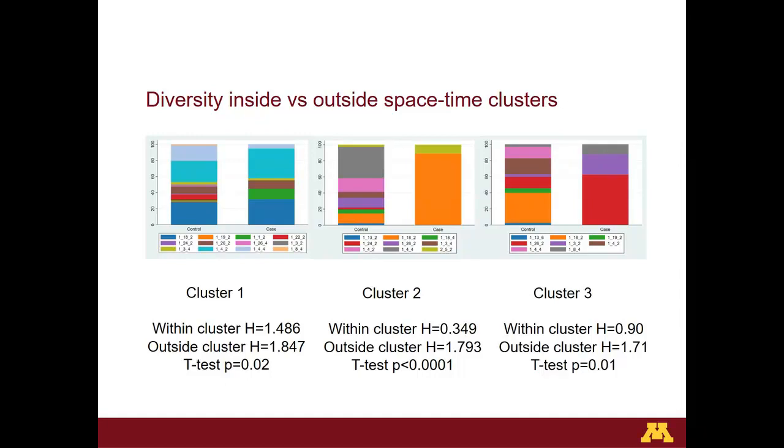So here we can see that among cases, which are sequences inside the space-time clusters, we usually have less RFLP diversity than we do among controls. And this is just the Shannon diversity index. So the higher the index, the higher the diversity. And again, we can see that within clusters, we usually have much lower diversity than we do within controls.